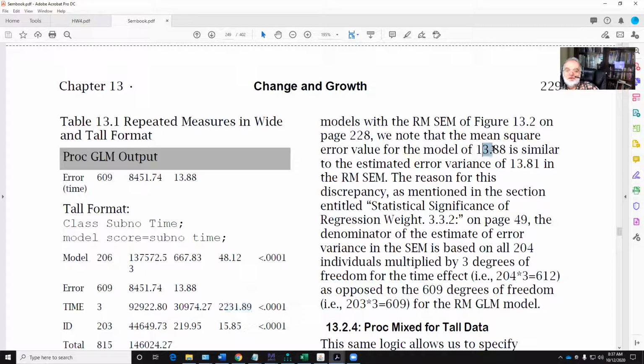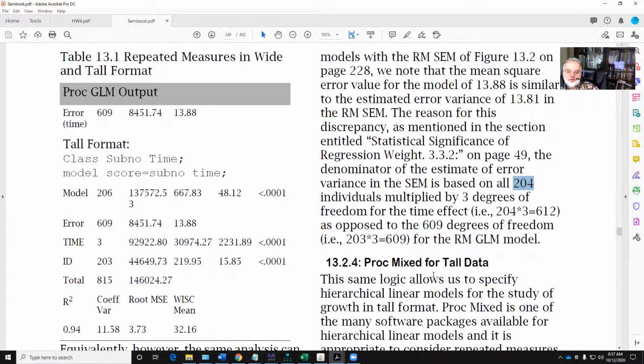The mean square error of 13.88 is similar to that 13.81 that we got in repeated measures SEM above. Well, how come you didn't get exactly the same number for the mean square error across the two of them? Well, the reason is SEM is based on all 204 individuals, and it only takes n minus 1 out as opposed to n minus k minus 1.